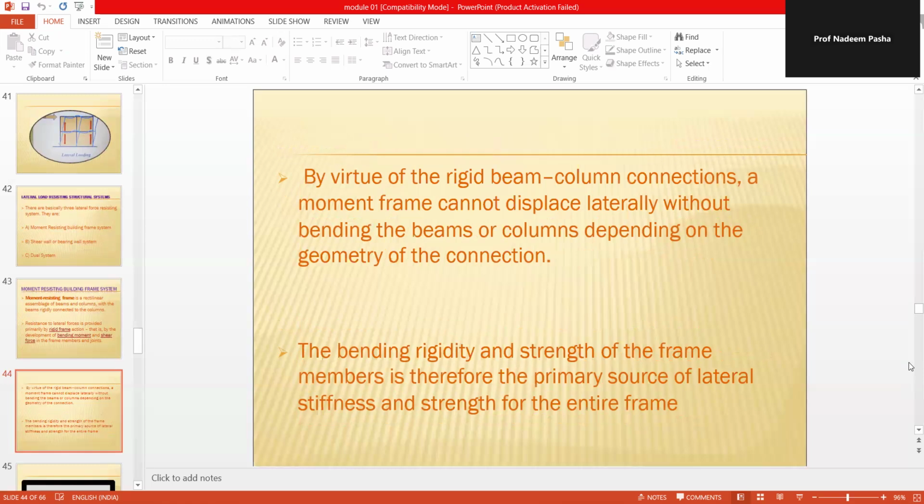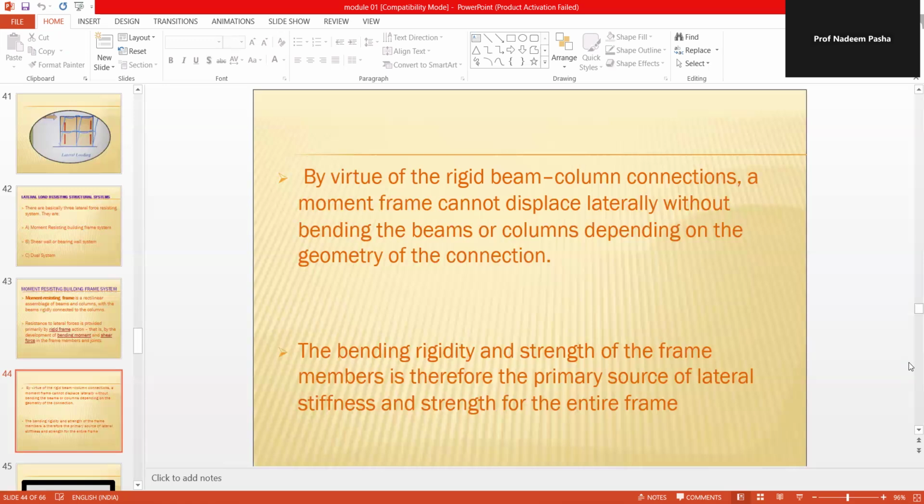By virtue of rigid beam column connections, a moment frame cannot displace laterally without bending the beams or columns, depending on the geometry of the connection. Why is the beam column joint rigid? Because of the rigid connection, the moment frame cannot displace laterally without bending the beams or columns. See here, this is very important. Once again, I'm trying to explain: because the beam column joint is rigid, in case of a failure the moment frame is not displacing laterally, as a result of which it is minimizing the loss during an earthquake.